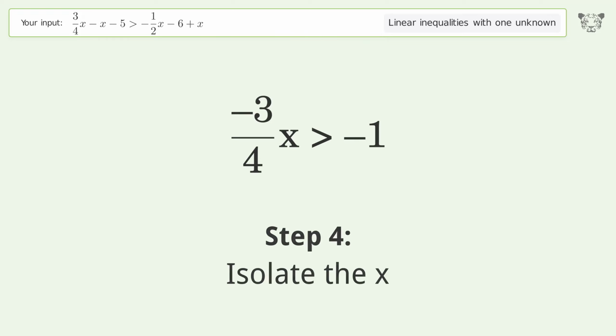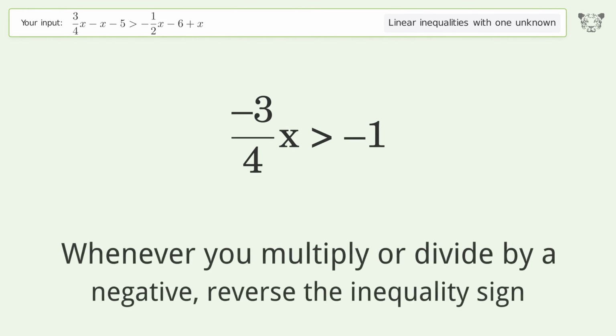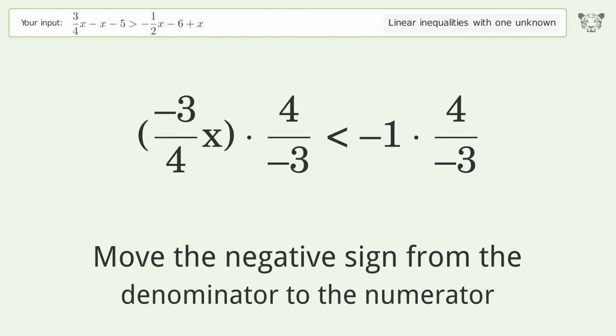Isolate the x. Multiply both sides by inverse fraction 4/3. Whenever you multiply or divide by a negative, reverse the inequality sign. Move the negative sign from the denominator to the numerator.